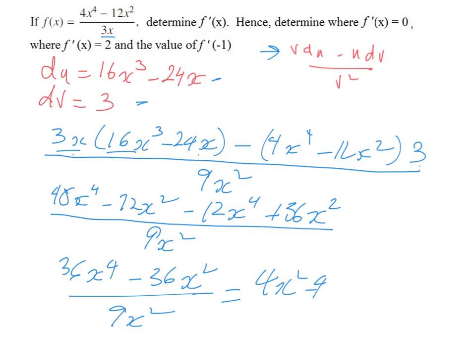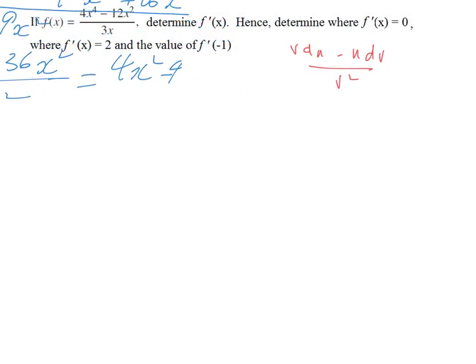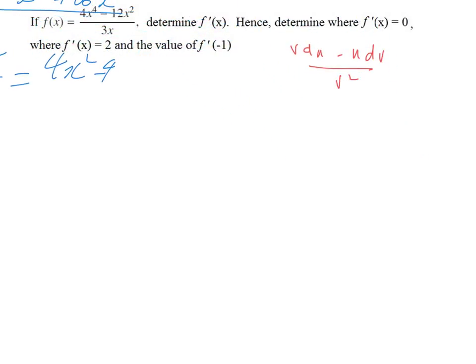Okay, so now that we've got our derivative, I'm just going to move this around. It'd be cool if I could do that on a whiteboard. And that's our derivative. So now we want to find where does the derivative equal 0, where does the derivative equal 2, and what is the value of the derivative, or the gradient, when x equals negative 1. So we're going to do those substitutions.